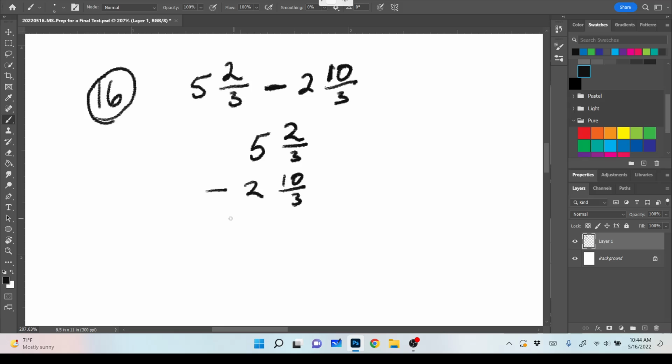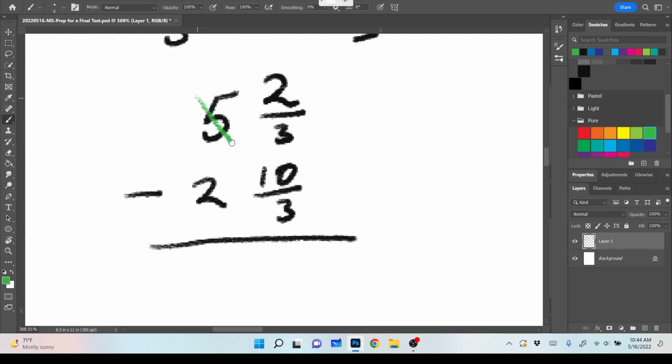Okay, so now what? Borrow. We're going to borrow, right? And then 5's going to be 4, and then 2's going to be 5. Wait, why do we have to put the bigger number on the top again? Because that's how we subtract. The bigger one always goes on the top. It does turn into a 5 because 2 plus 3 is 5, right?